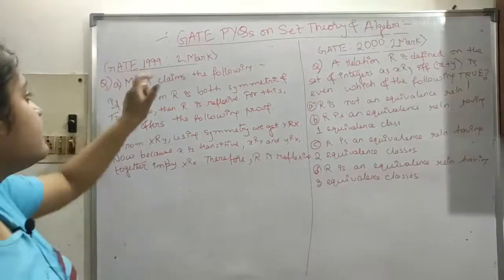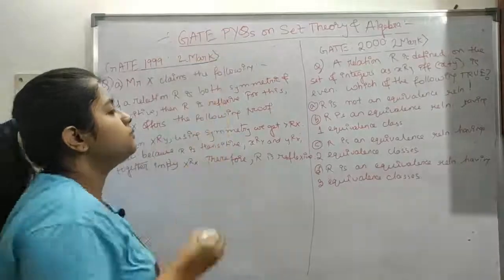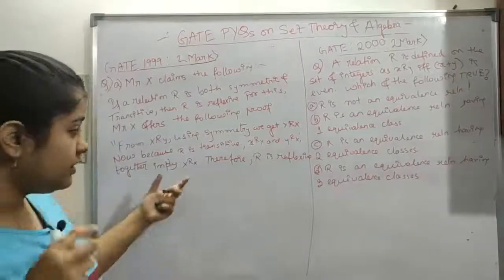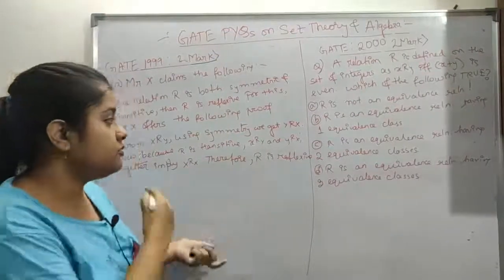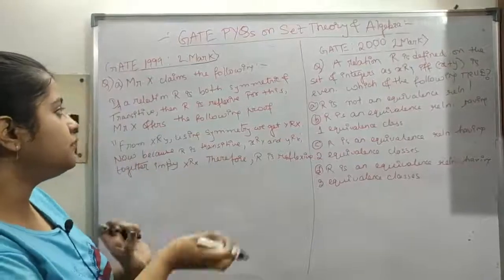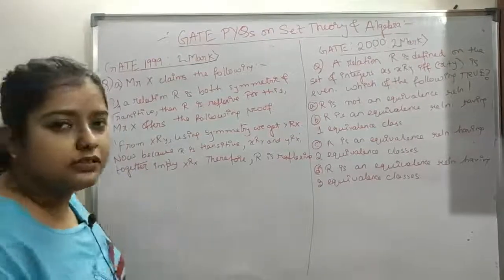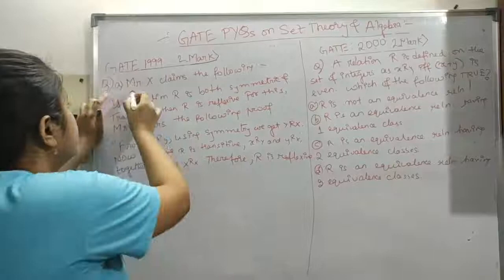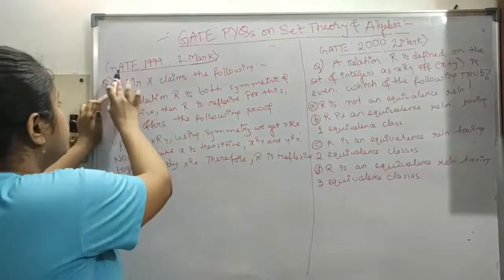Now, it was asked in GATE 1999. This is a 2 marks question. Back then I think it was not MCQ, so you had to write something. Anyway, let's see the question. Just the concept is important here. So this is our question.